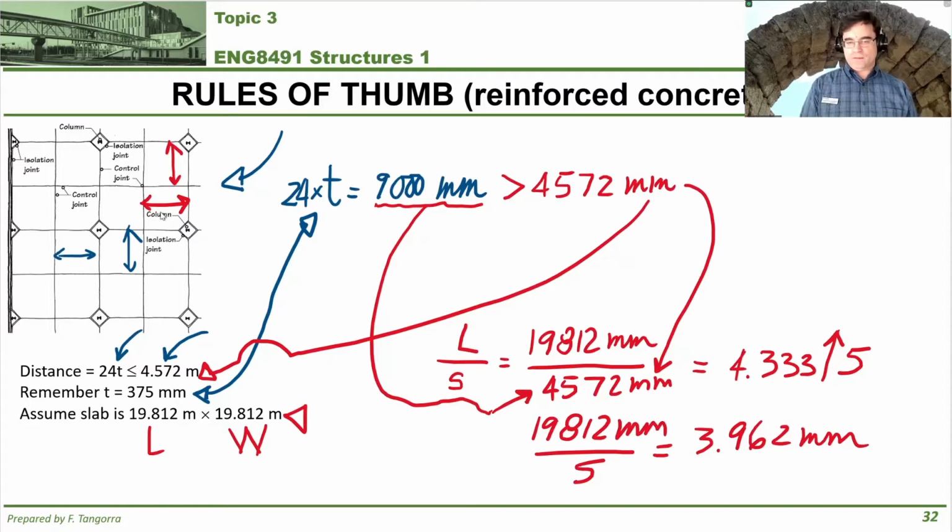So that's going to be your actual distance north-south and east-west in this reinforced concrete slab for your control joints. Now, obviously, this would change depending on the length and the width of the slab for your particular slab, but this is the way you would do it.